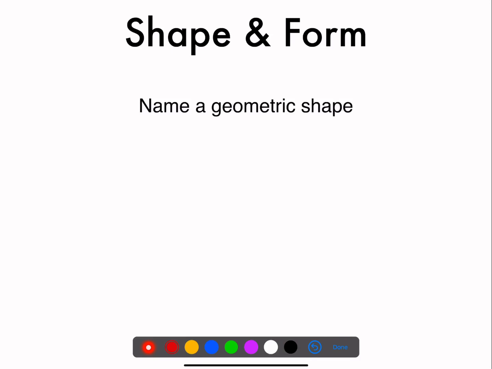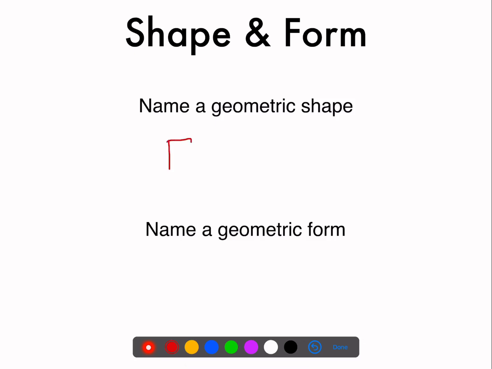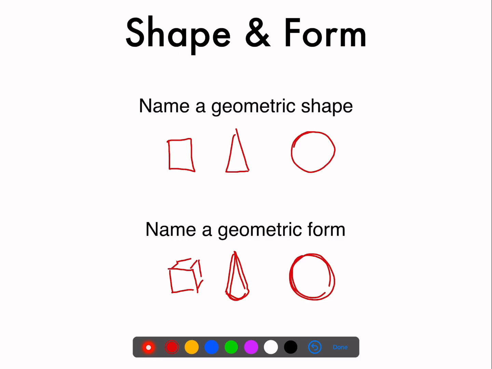So let's name a shape and its geometric form. The first one we could do a square, and then the geometric form could be a cube. You could do a triangle, and the geometric form could be a prism. You could also say a circle, and then this one could be a sphere.